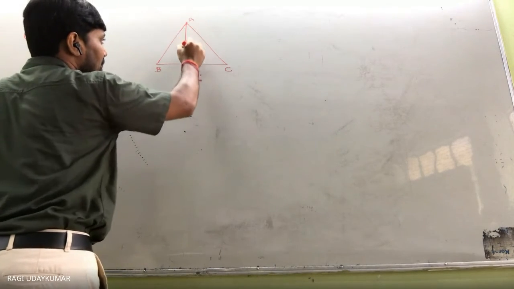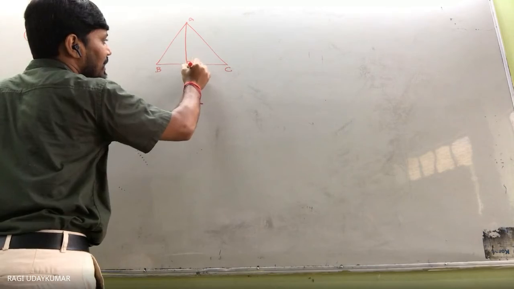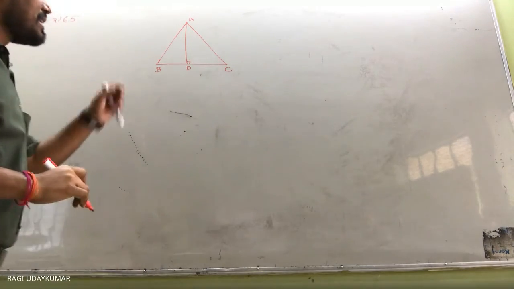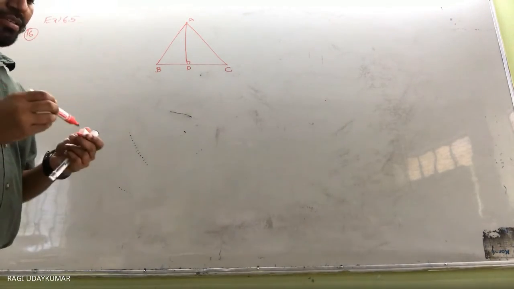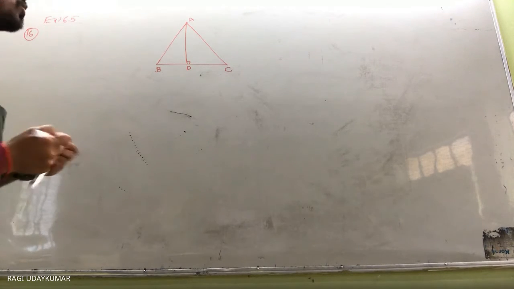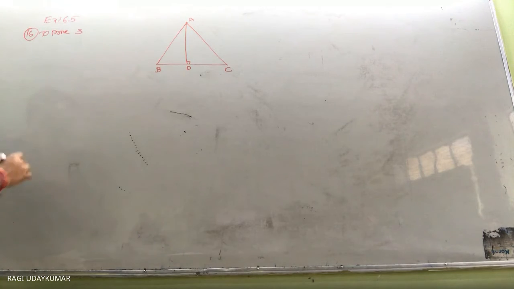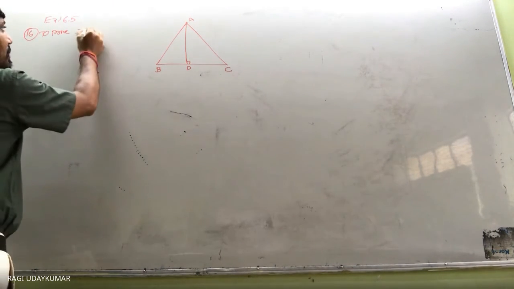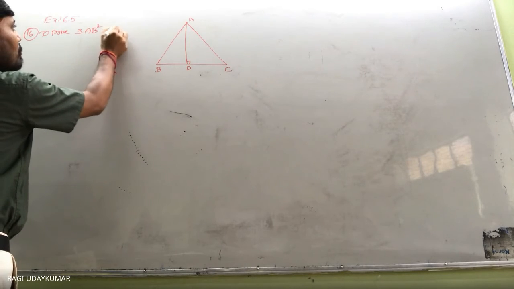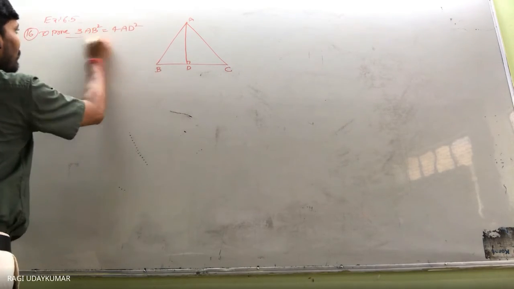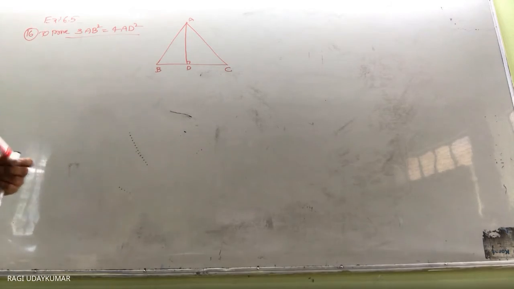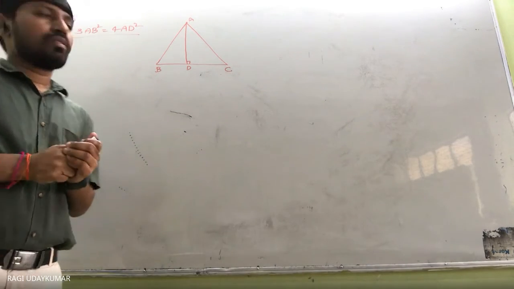Altitude is nothing but the perpendicular line drawn from here, D. This is an equilateral triangle, it is given. What is to prove here? To prove 3 times the square of one side AB is equal to 4 times AD square. This is required for us to prove. So now what to do here?